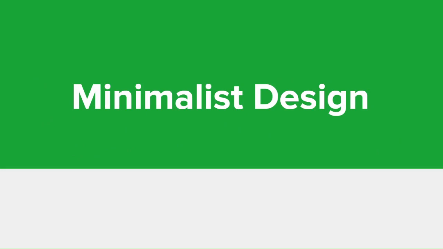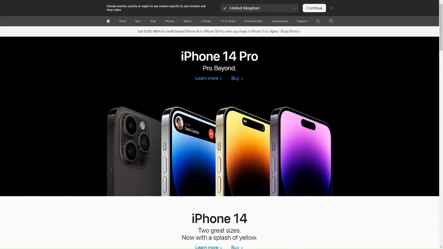One of the types of web design is a minimalist design. A minimalist design features a simple layout, limited color palette, and minimal use of graphics or other visual elements. A really good example of a website using minimalist design is Apple. So Apple's website is a great example of minimalist design.